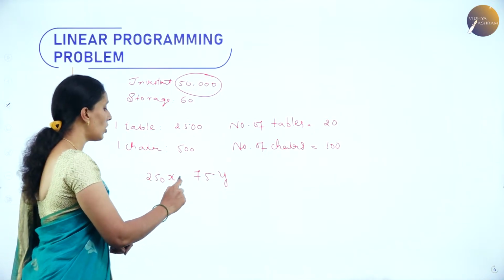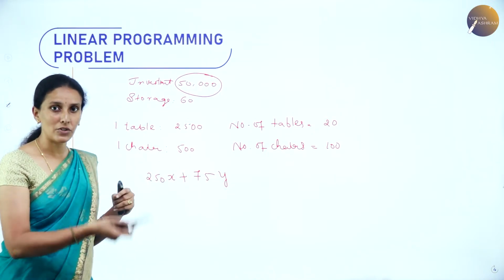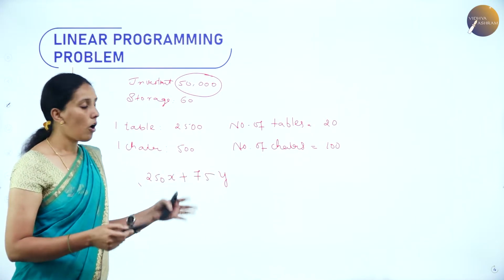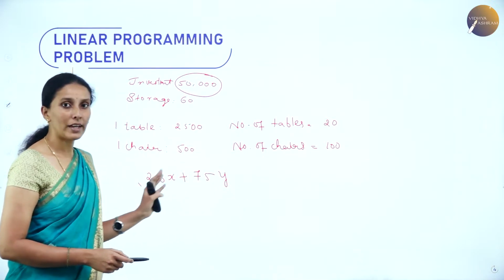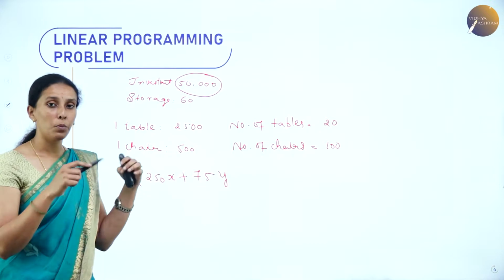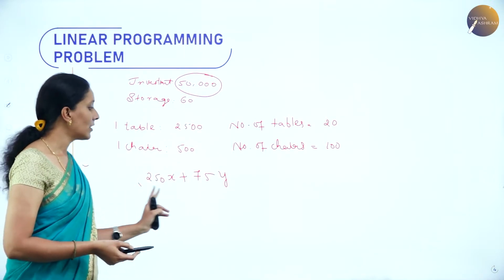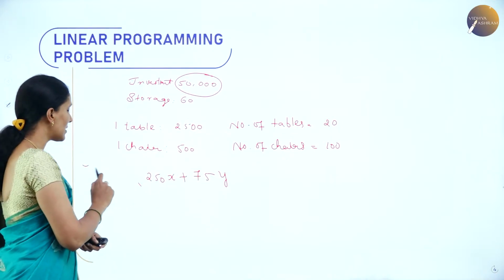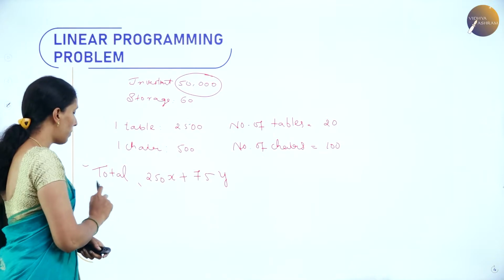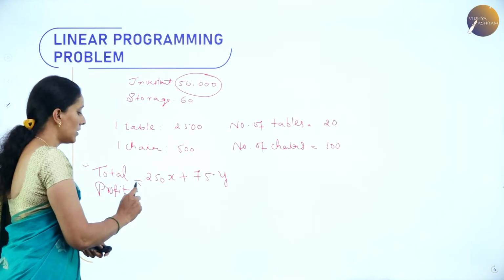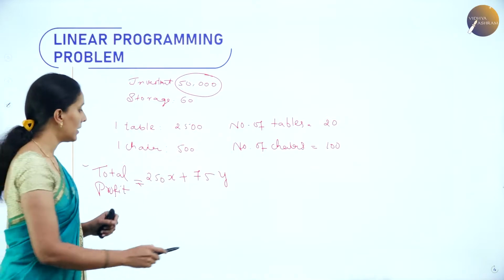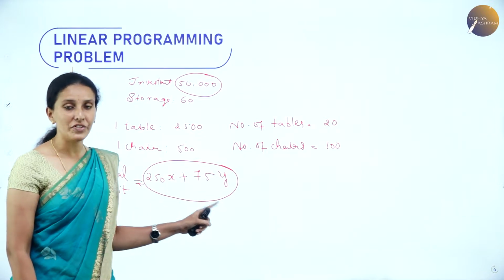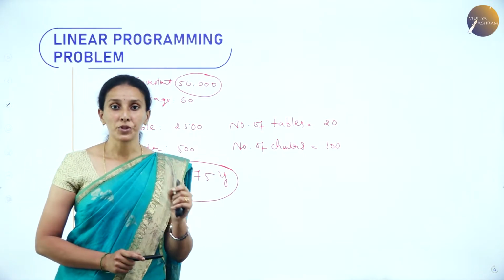And here is the total profit in terms of tables as well as chairs. He can buy all tables so that Y becomes 0, or he can take all chairs so that X becomes 0, or he can take both tables and chairs, and thus the linear equation becomes 250x plus 75y. What does this indicate? This indicates the total profit. So we are going to perform the linear programming problem for this linear equation, and this linear equation is called the objective function.